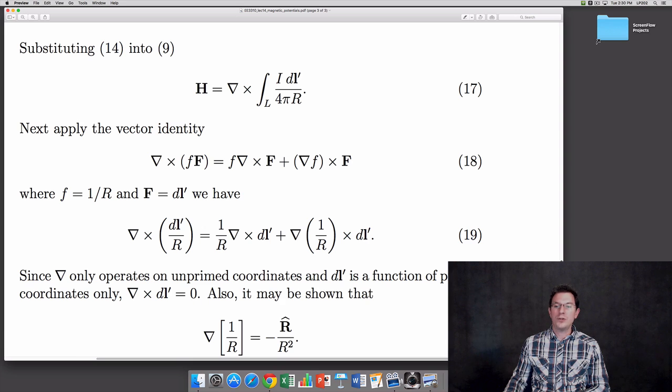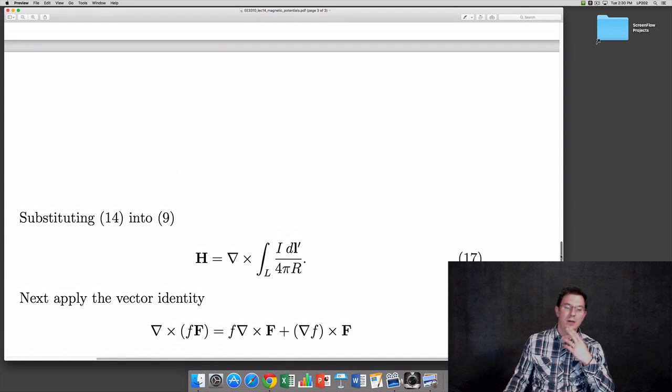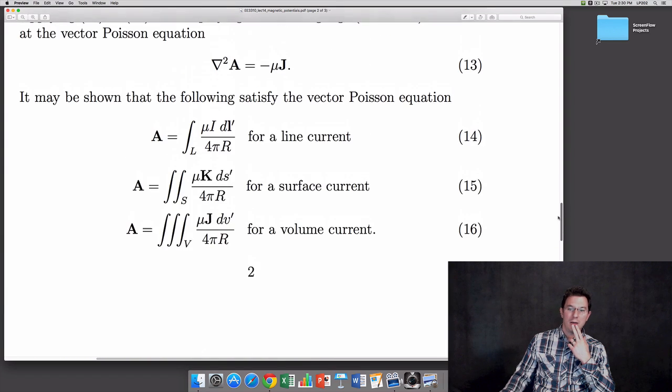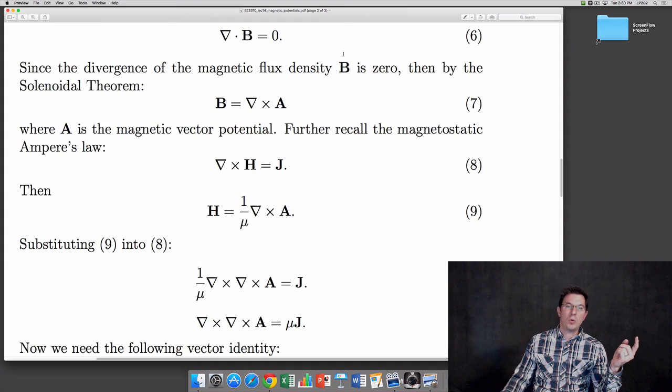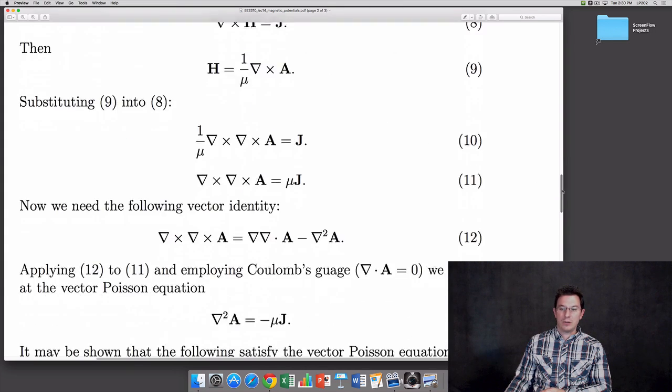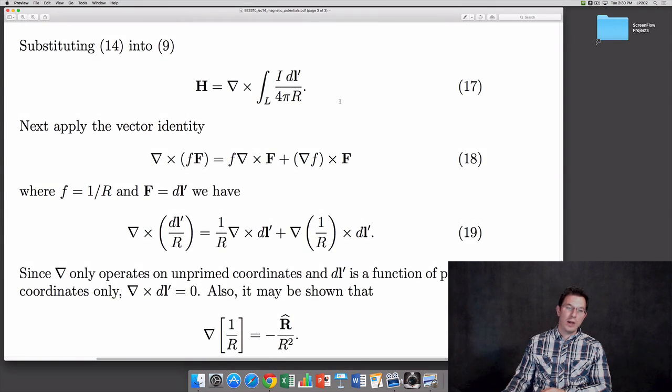Well, the first thing we're going to do in order to derive the Biot-Savart law is take this expression here for the magnetic vector potential due to a line current, and substitute it into this equation right here. We're going to say that the magnetic flux density is equal to the curl of that magnetic vector potential. So B is the curl of A. We're going to divide both sides through by the permeability and arrive right here at equation 17, which says that the magnetic field is the curl of this expression right here.